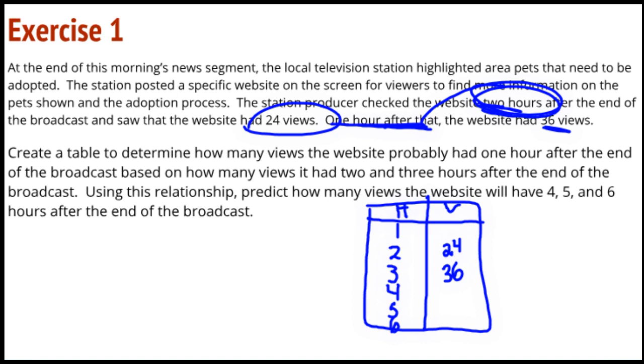And now I need to complete the table of equivalent ratios, make some predictions here. Well, I notice that I am multiplying times 12. I'm taking the number of hours and multiplying by 12. So I've got 12 views after 1 hour, 48 views, 60 views, and 72 views. So here we are working with a table of equivalent ratios.